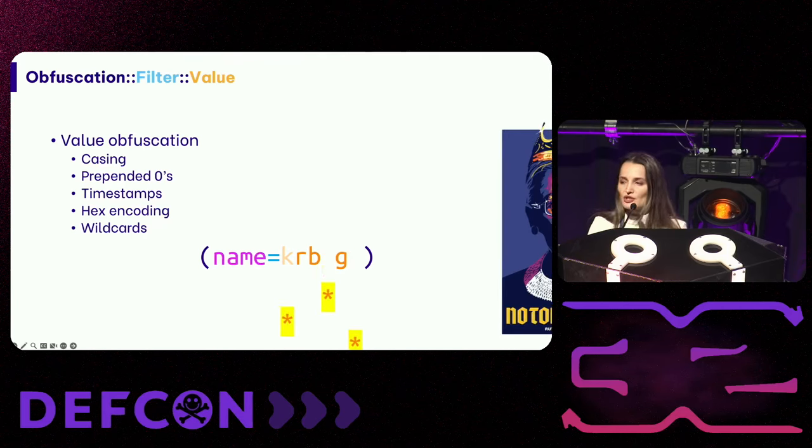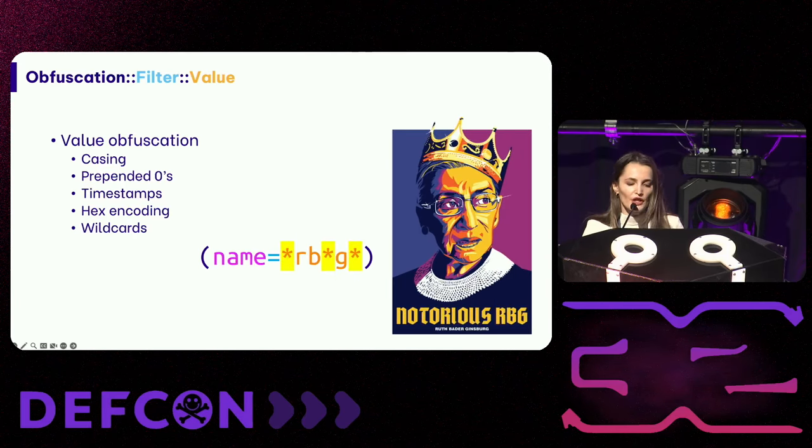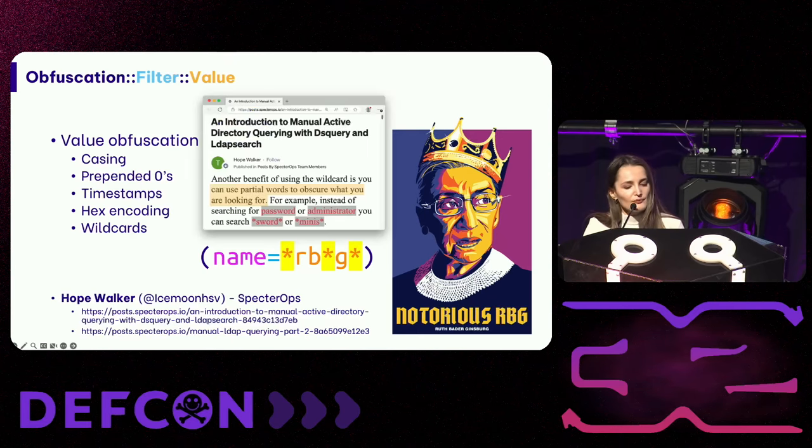Wildcards. We mentioned a little bit even the wildcards. So for example, instead of looking for the curb TGT, you can also just look for RBG and see what you get. For wildcards, we are not the only ones who have been looking at them for evasion purposes. Even the researcher Hope Walker, at Spectre Ops, has written two great blog posts outlining using wildcards for evasion purposes.